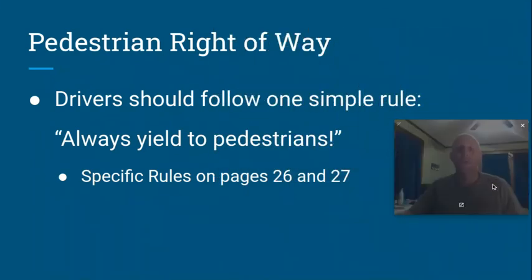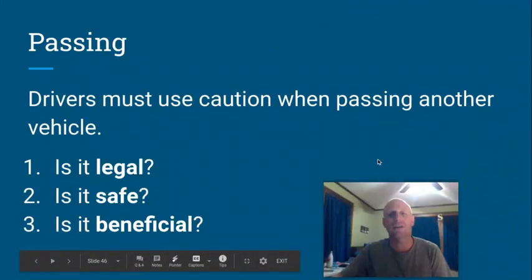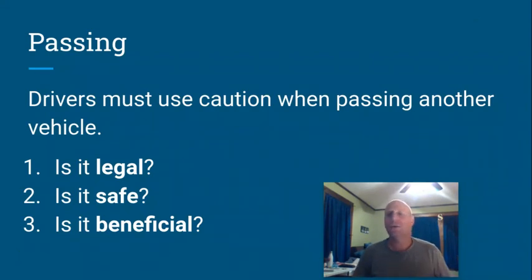There we go. One simple rule, always yield to pedestrians. So let's talk about some other scenarios that you might encounter as you drive. At some point, probably not right away when you start driving, because right away you're going to be one of the slower vehicles on the roads, not one of the faster vehicles on the road. But at some point, you're going to want to pass another vehicle.